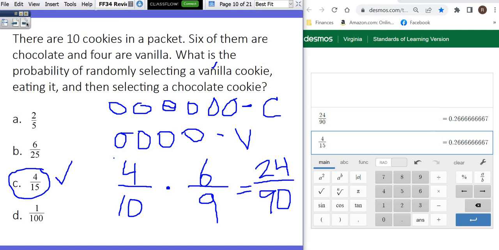So that's another way that you can check to see if you have the right fraction or the right probability, is you can check decimals and make sure they work. All right?